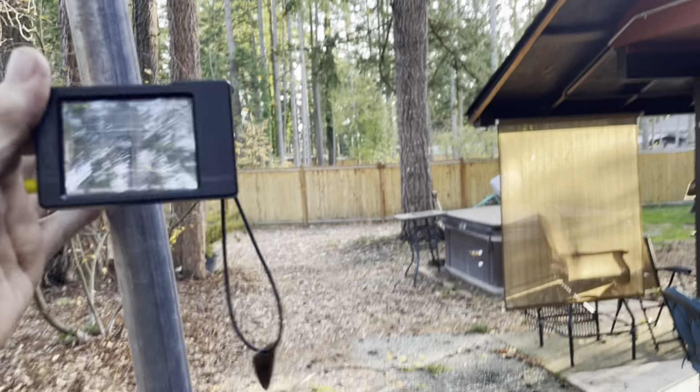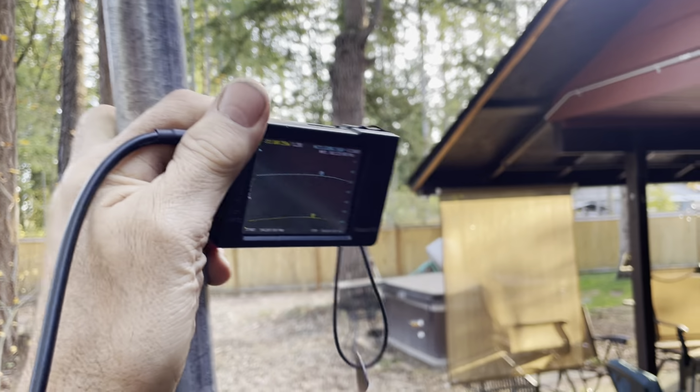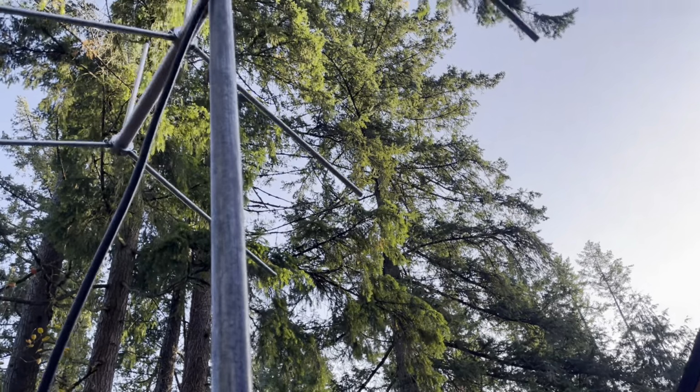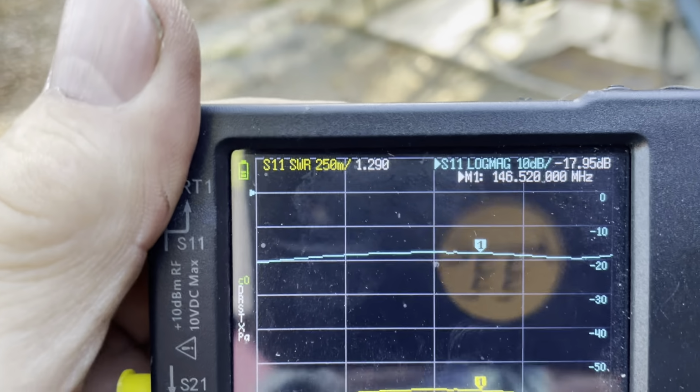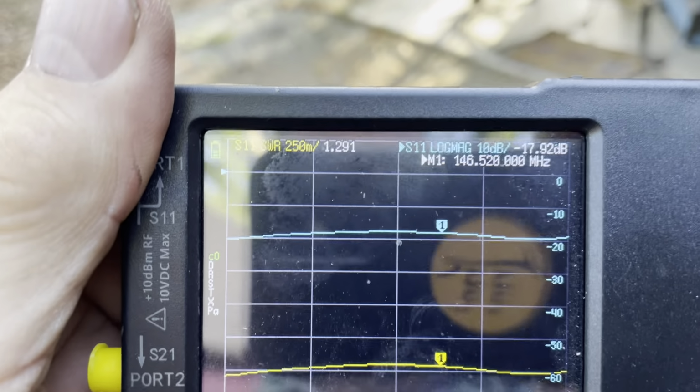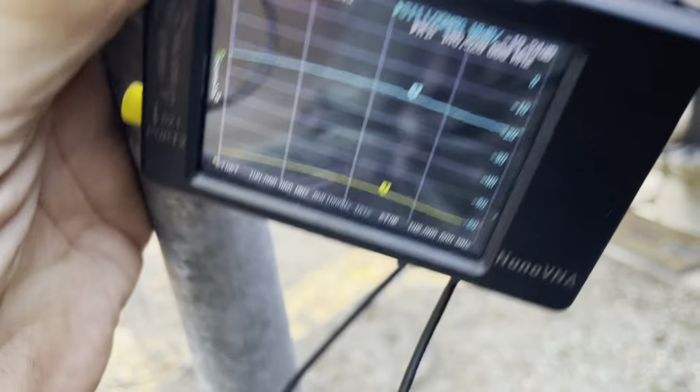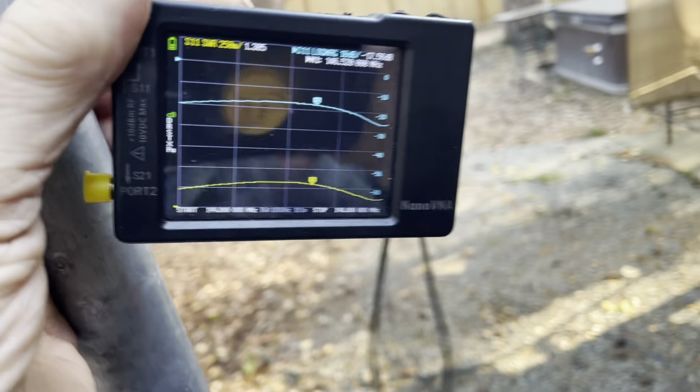But now, watch what happens when I rotate this. I rotate it a little bit this way. What's it read now? It goes up to 1.2. It goes down to 1.29. Let's see if I can see it in action here. Yeah, there it is in action.